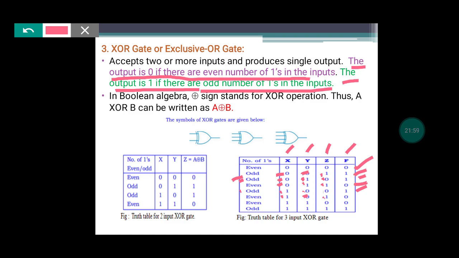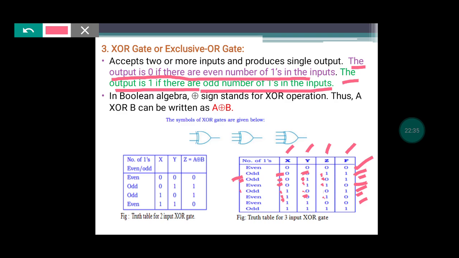Yes, so that time the output is 0. Okay, now see the next one here. This x value is 1, y value is 1, z value is 0. Combination is 1, 1, 0. So the 1 has appeared how many times here? 2 times. 1, 1, 0, right? So 1 has appeared 2 times, 2 times in the sense it is an even number. So now what will be the output? The output will be 0, because 1 has appeared an even number of times.